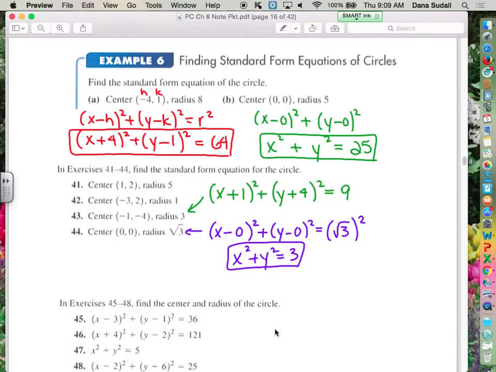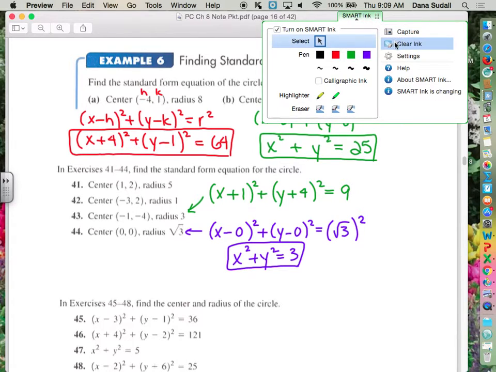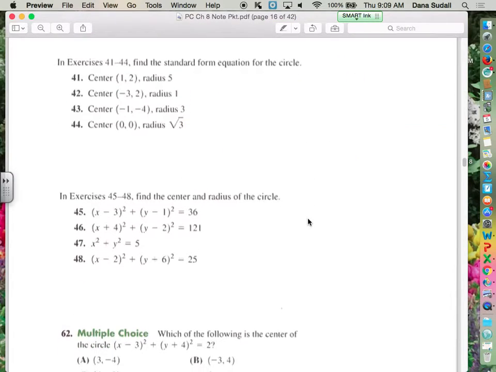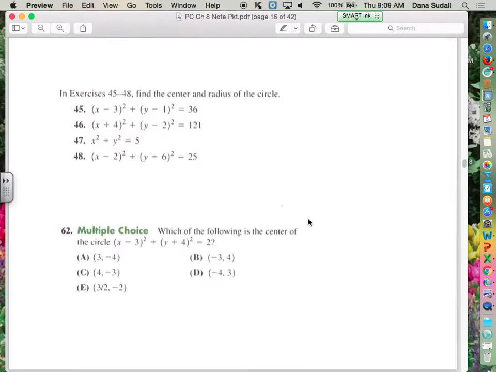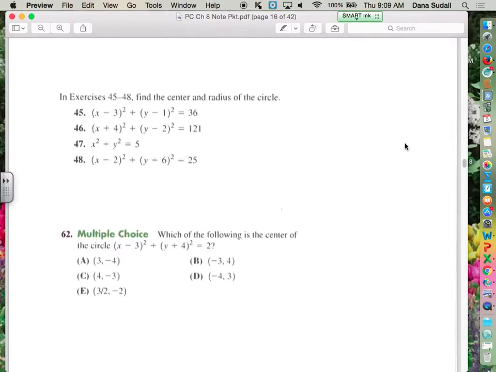You can work backwards. So like the next little batch there, they want us to find the center and the radius given the standard form for the equation. So again, we'll just pick one or two of these out. Let's look at 47 here. So the center for that one, there's no value added or subtracted from the x and the y in the parentheses like you have up here. So our center is just at the origin 0, 0, and the radius is the square root of 5. You can just leave it as square root of 5.